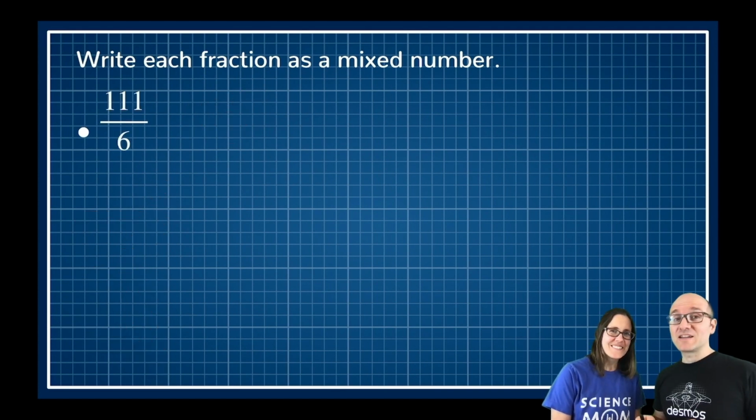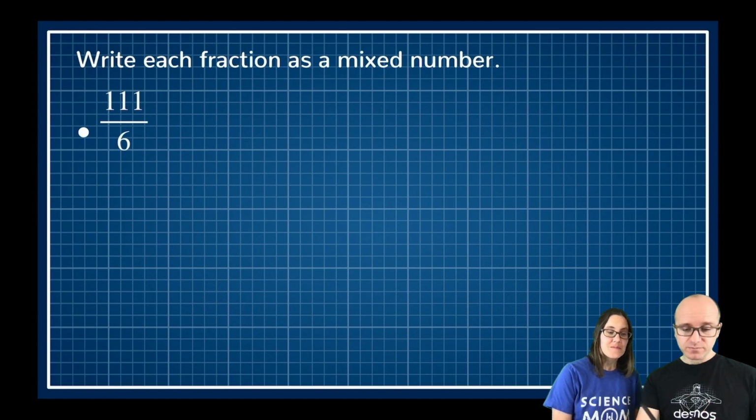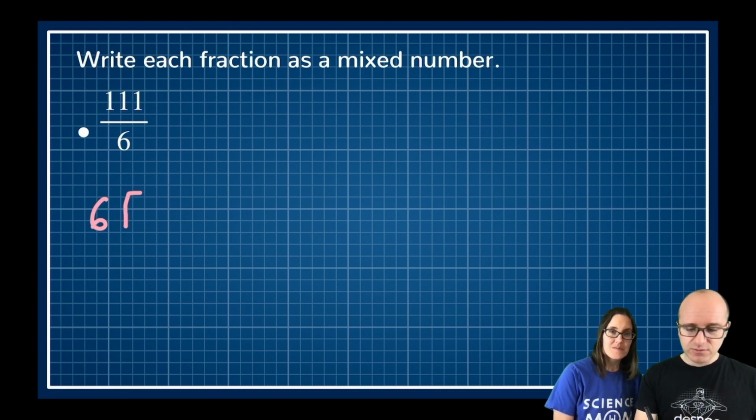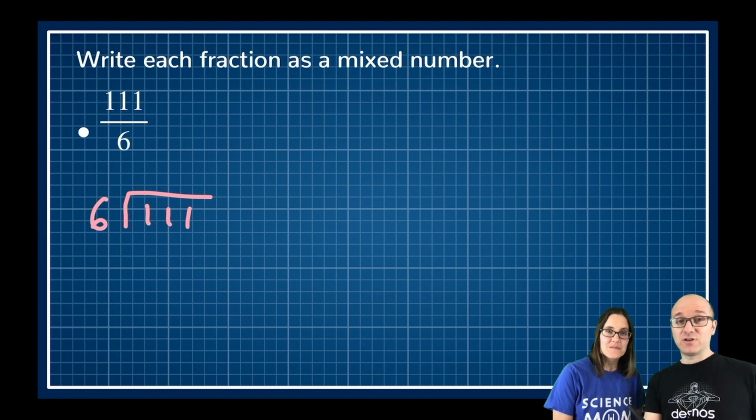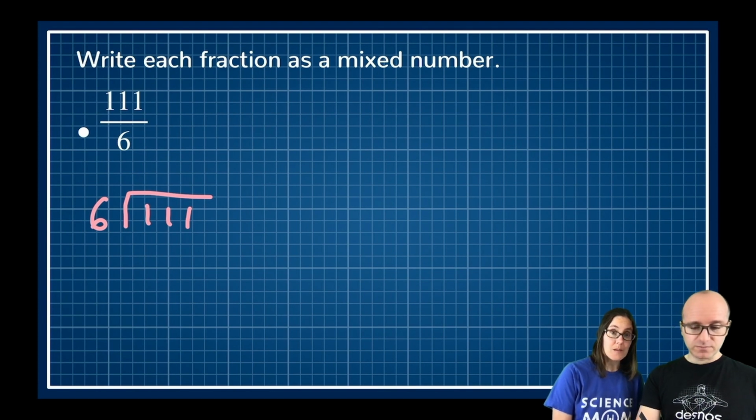We want to write the fraction 111 divided by 6 as a mixed number. And our technique for getting there is to use long division. So how many times does 6 go into 111? Well, 6 doesn't go into 1. Does 6 go into 11? Yes, 1 time. 6 times 1 is 6. And then when we subtract 6 from 11, we're going to get 5.